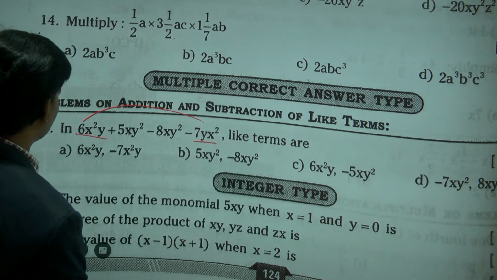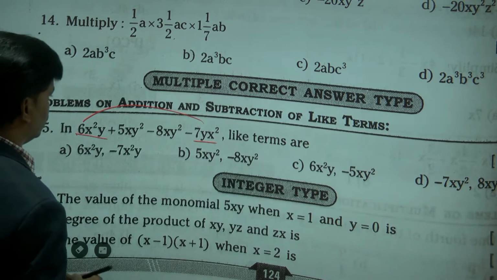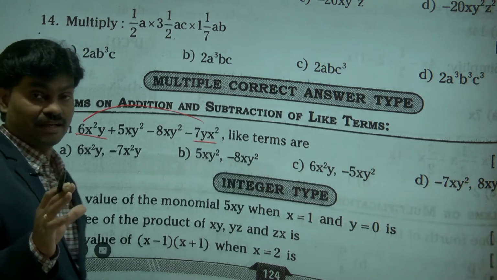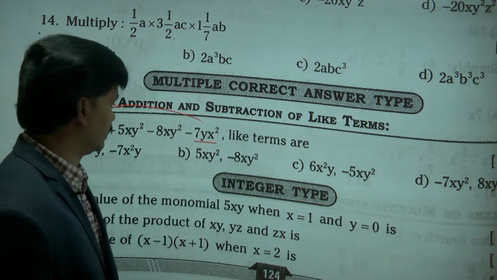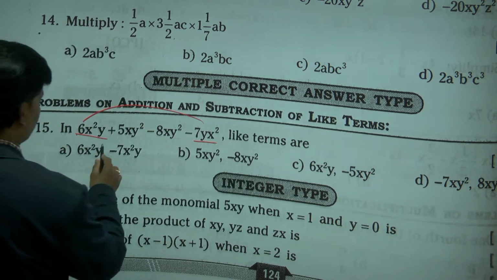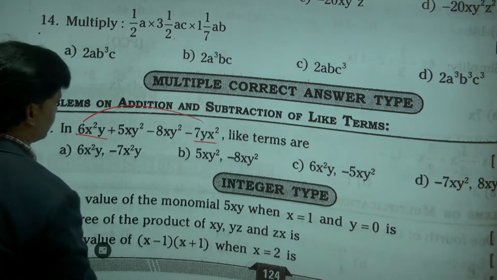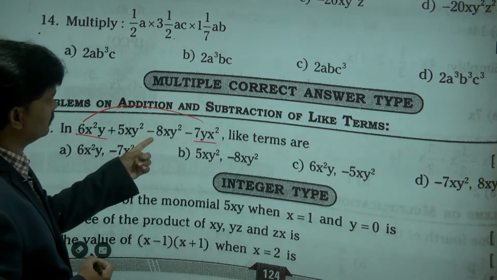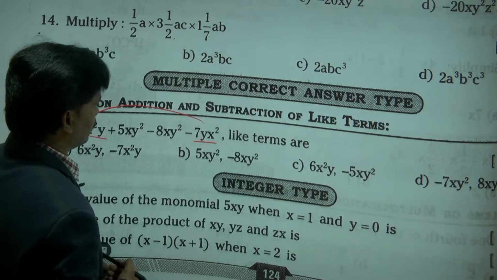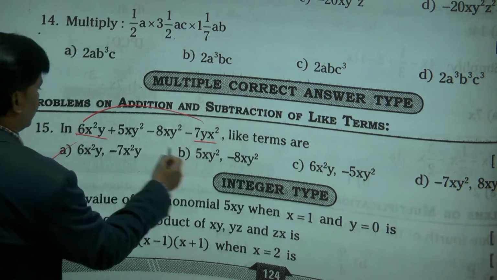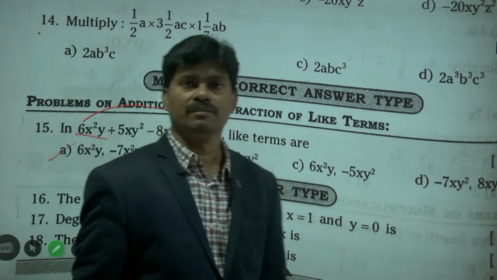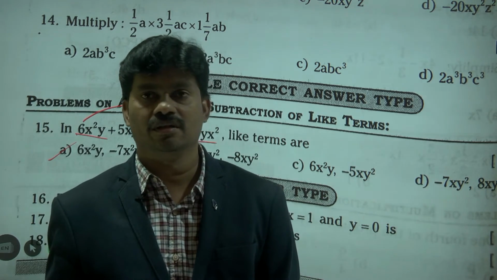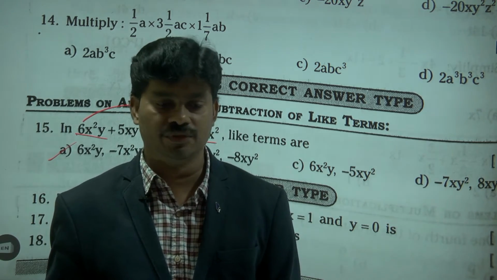Sorry, here the question is not to add, just to find what the like terms are. Yes, these two are like terms: 6x square y and minus 7x square y are like terms, and 5xy square and minus 8xy square. So A and B, because this question is a multiple answer type, we have to choose at least two options. Two options will come.